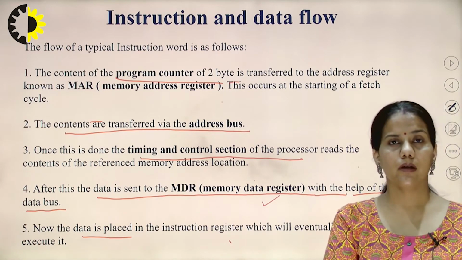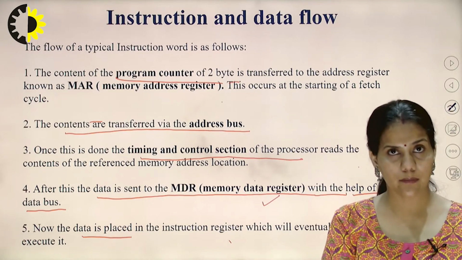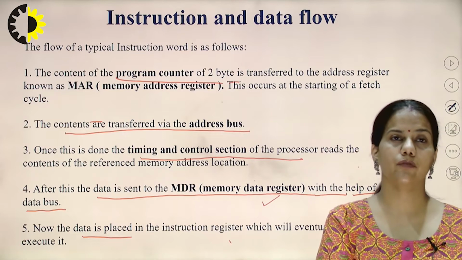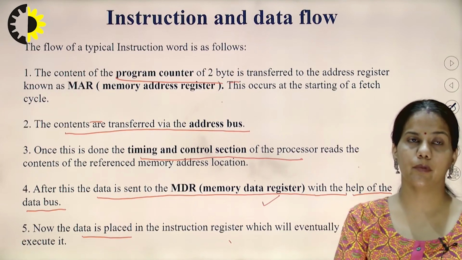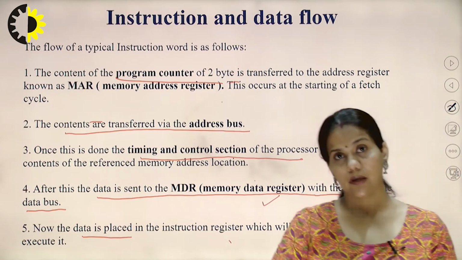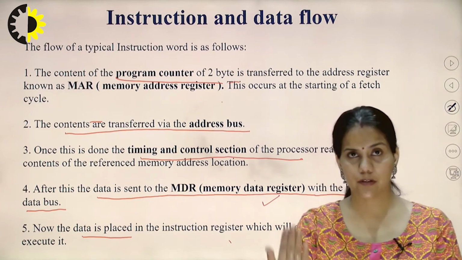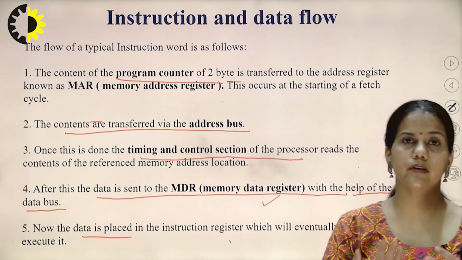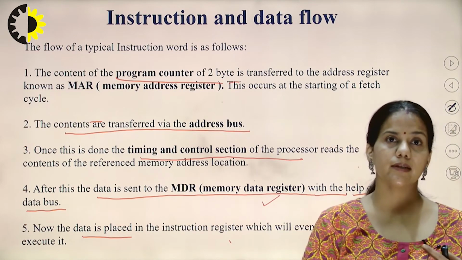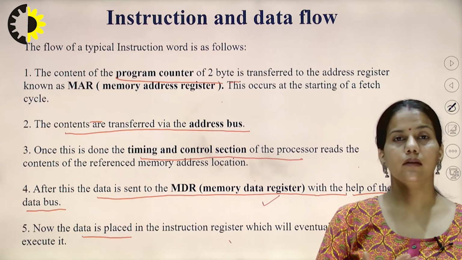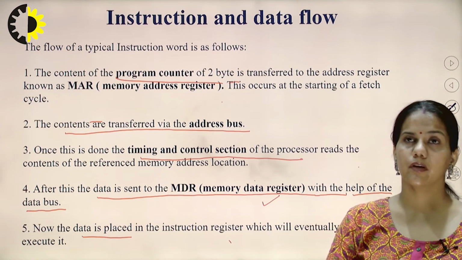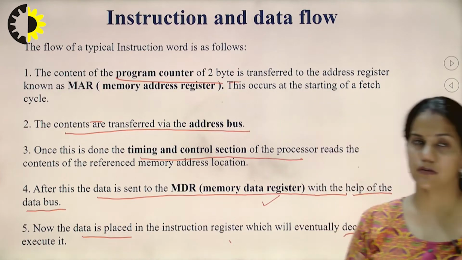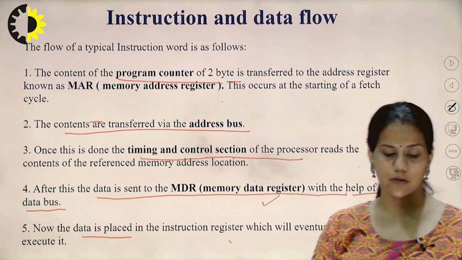So first of all, the instruction is fetched from the memory, and what is the process of fetching? The address of the next instruction is placed in the memory address register, which will be further transferred through the address bus. That instruction will be fetched. The timing and control section will understand from where the data has to be fetched. Then the data is transferred to the memory data register, and eventually after being transferred to the instruction register, it is decoded and executed.